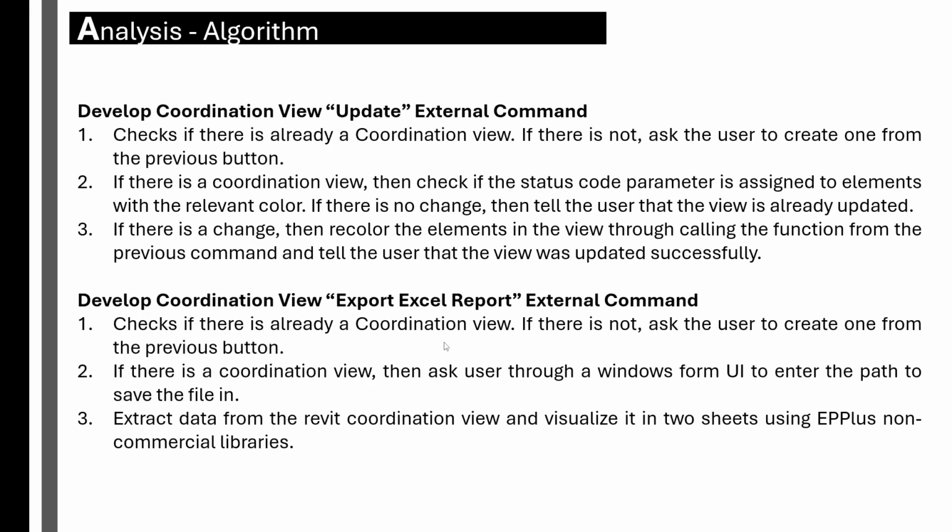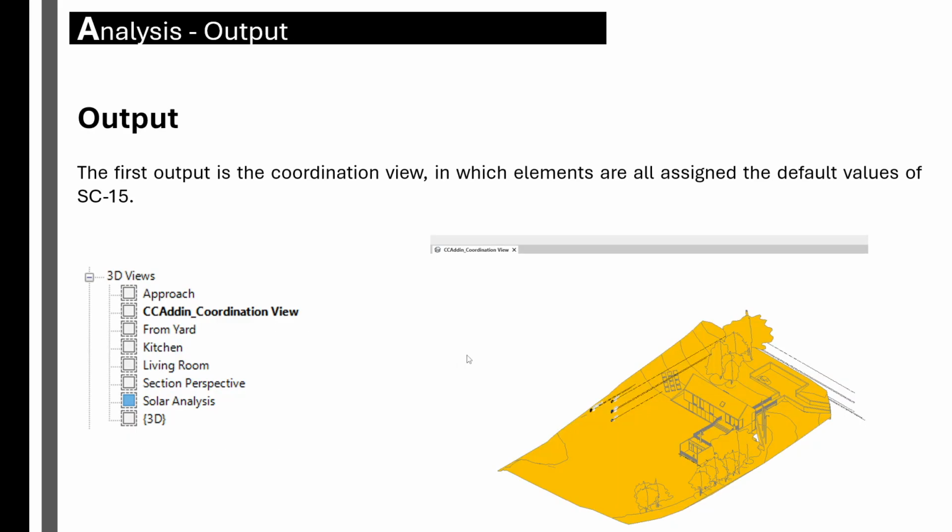We will check for a coordination view. If there is not, we will ask the user to create one. If there is, then we will ask the user, through a Windows form user interface, to enter the path, and then check for the path and then save it using the EPPlus non-commercial libraries.